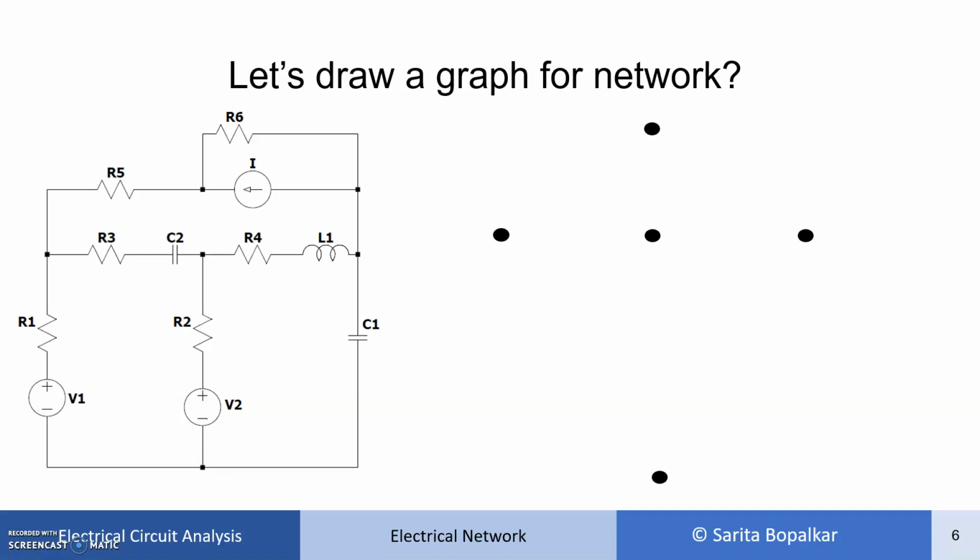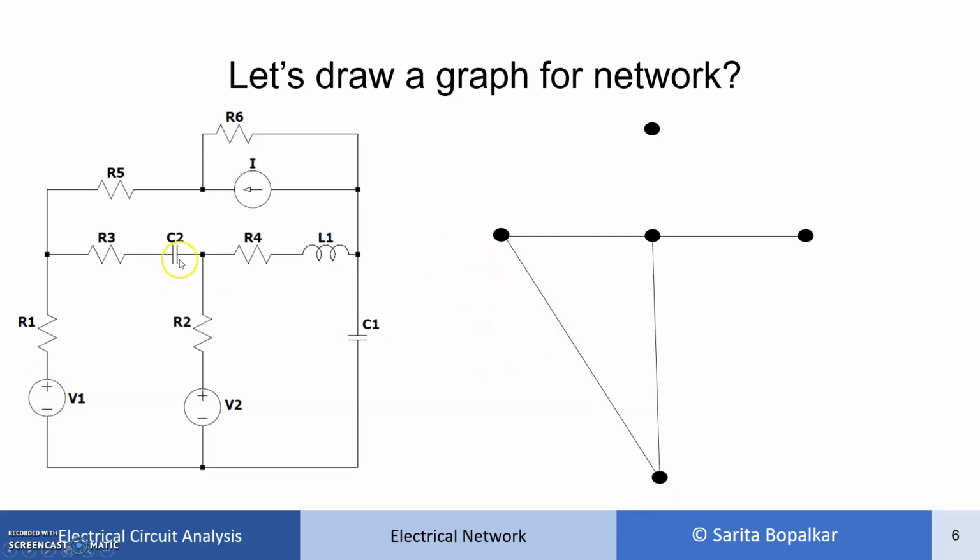Now we have to connect these nodes by a branch which holds the network element. So first we will draw a line for this branch. Then for this branch, another line segment for this branch, this R1 and V1. This branch holds network elements R1 and V1. So we are connecting these nodes.